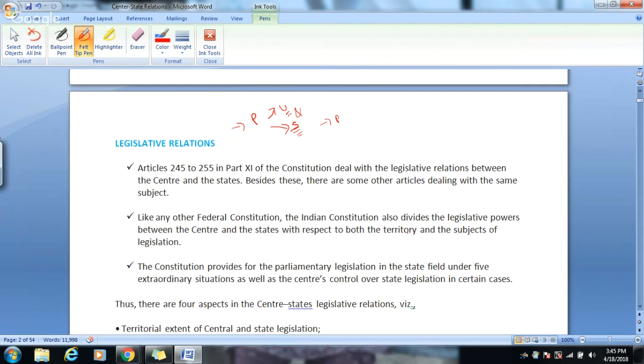The Constitution provides for parliamentary legislation in the state field under five extraordinary situations, as well as the center's control of the state legislation in certain cases. So, like any federal constitution, the Indian constitution divides the powers between the center and the states with respect to the territory and the subjects of legislation, that is the making of laws. So, based on the territory and the making of the laws, the powers have been divided. Those are legislative powers which are divided between the center and the states.